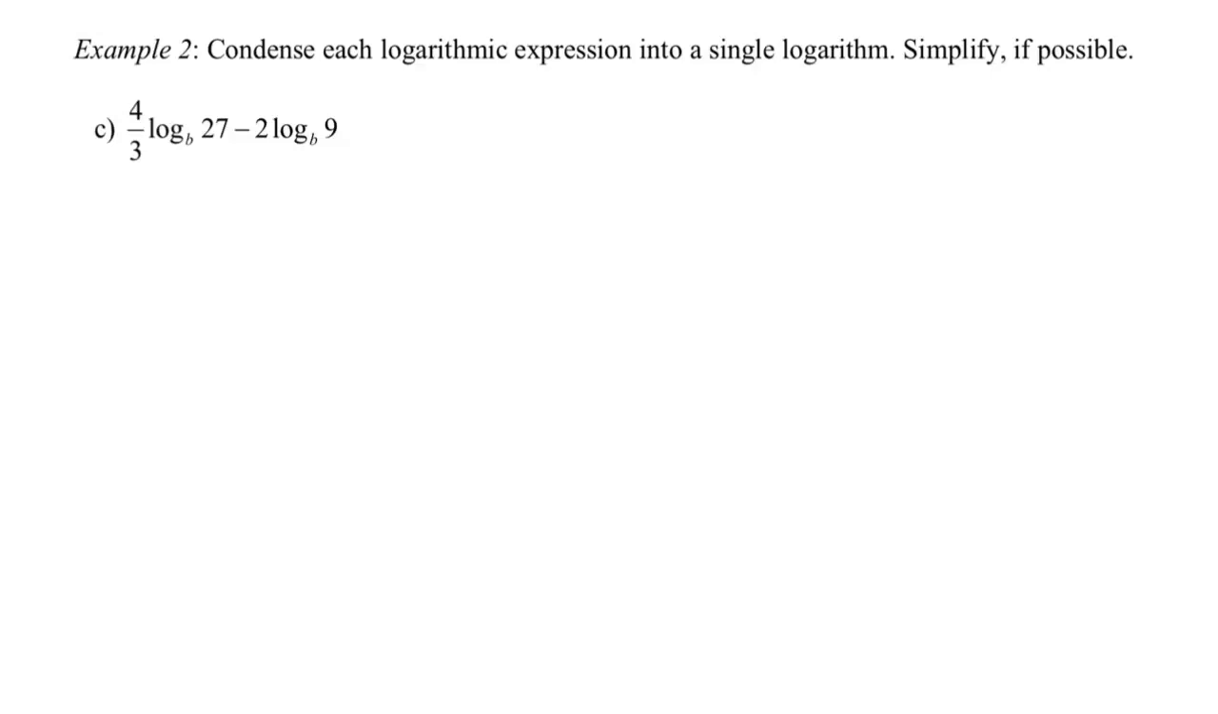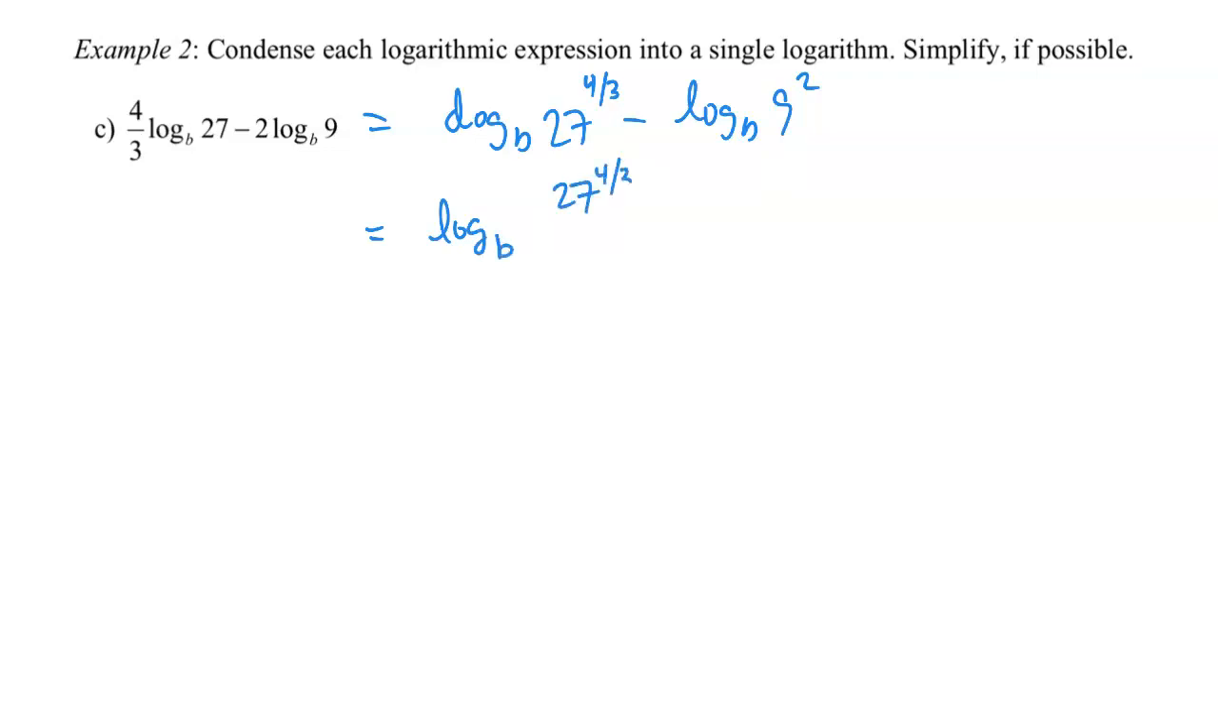We're going to begin by using the power rule and moving those coefficients to be exponents. And so this will say log base b of 27 to the 4/3 power minus log base b of 9 to the 2nd power. And so now we want to simplify if possible. And actually I'm going to keep going by using the quotient rule, and so this is going to be log base b of 27 to the 4/3 divided by 9 squared, which I know is 81.